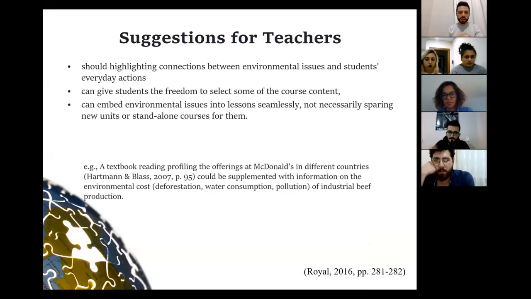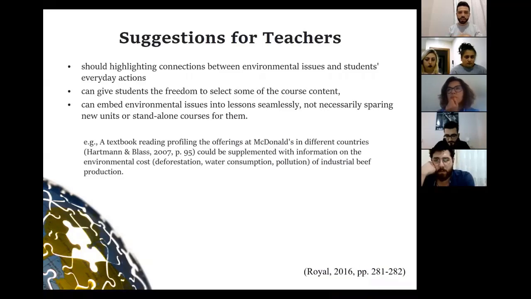Oftentimes we can embed environmental issues into lessons seamlessly. It doesn't mean that we have to spare one unit or two or three weeks to environmental education, but that can be implemented into the teaching process throughout the year. It just depends on how you do it, how you implement it in your classrooms.